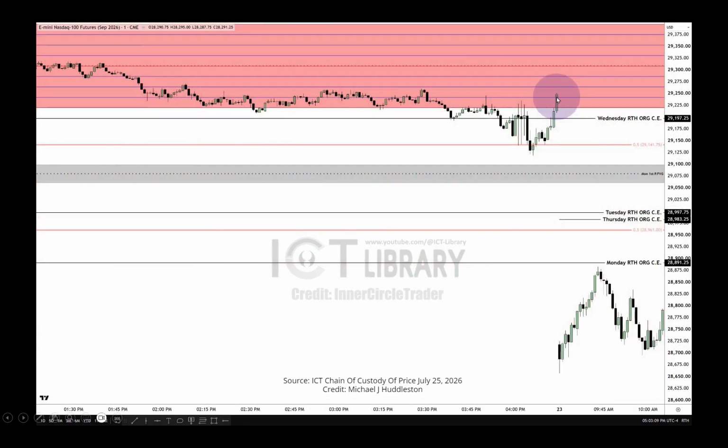We end up closing here and opening up regular trading hours down here. And that's Thursday's regular trading hours opening range gap, consequent encroachment level. So mid gap level, big gaps this week.